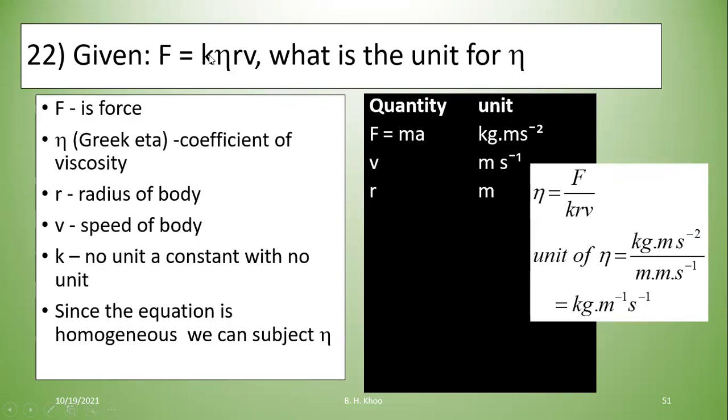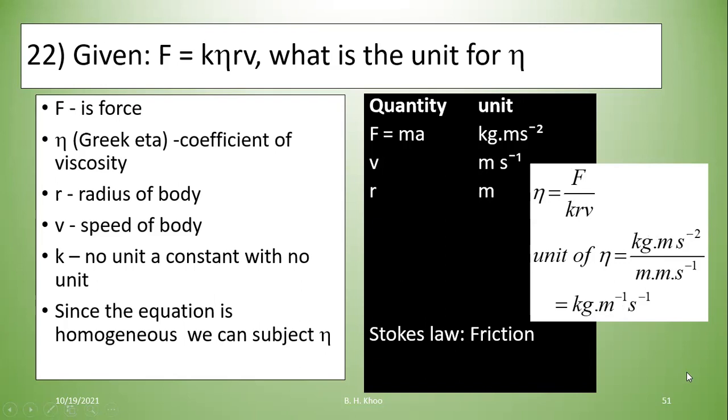Then make eta the subject: cross multiply K and R to the bottom. That's your F unit. K, no unit. R is in meter. Speed, m s^-1. Simplify: kilogram, meter and meter cancel, there's still a minus, divide by m^-1. And this one cancels off, still got s^-1.